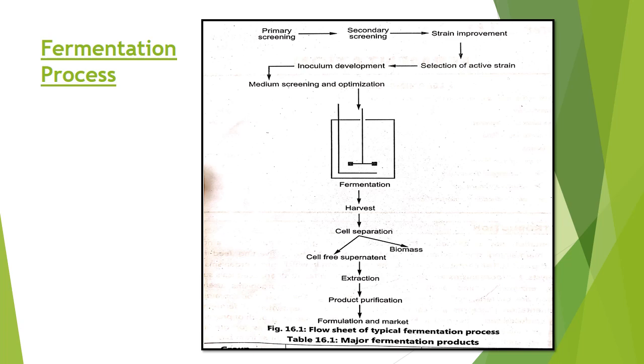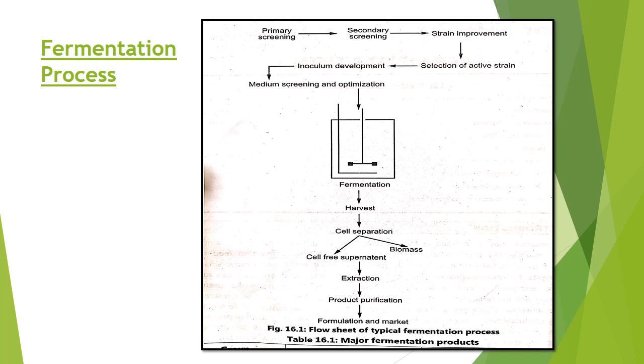After that, the next step is medium screening. In this step, we will select the appropriate medium for the fermentation which will produce the maximum yield of the product. This medium contains many components which are helpful for the production of the yield. After medium screening, this medium is transferred into the fermentation tank.